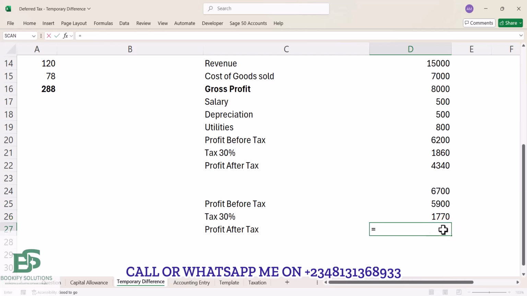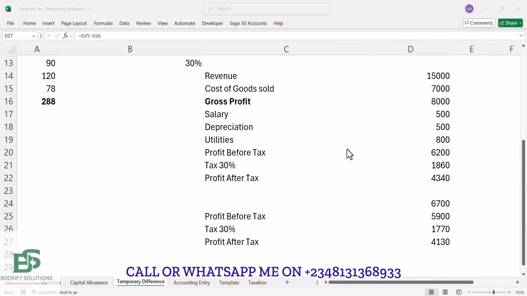So we can say okay, profit before tax minus the tax, minus 1770. What do we get? We get 4,130. So it means that the 4130 we carry out is somehow lesser than the other. As a result of the value being reduced, this profit before tax is smaller than the 6.2 here. So every other thing will be smaller in a way.